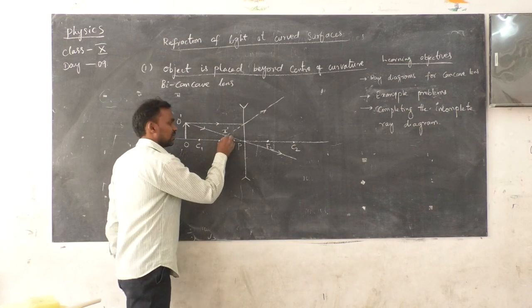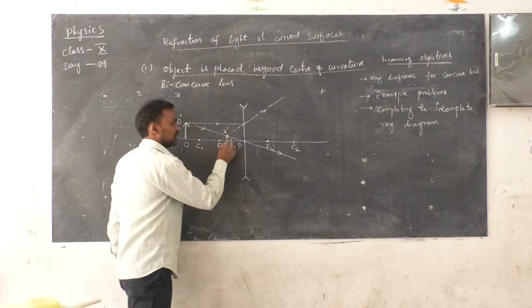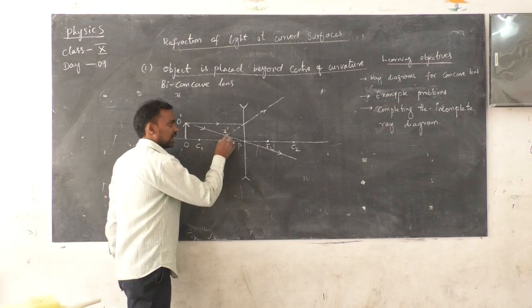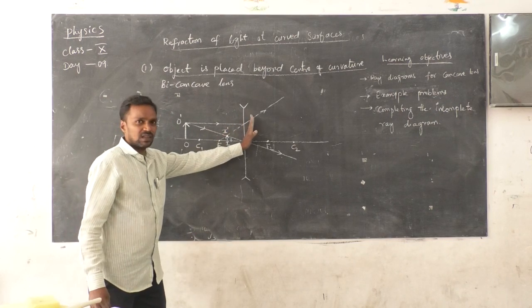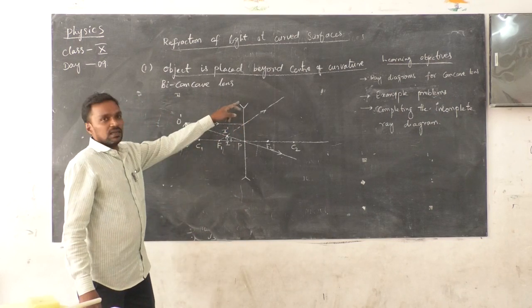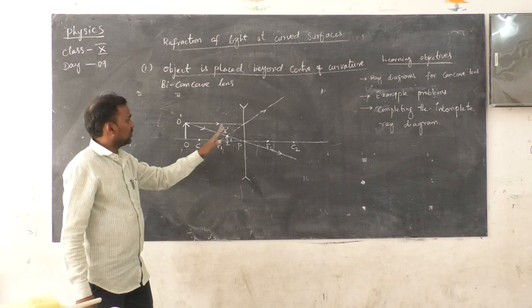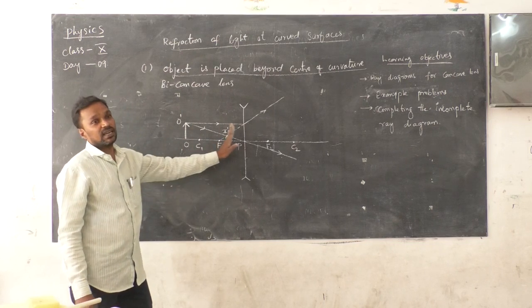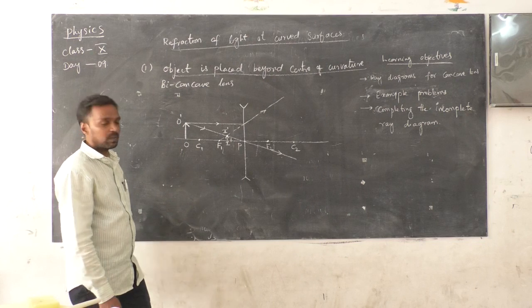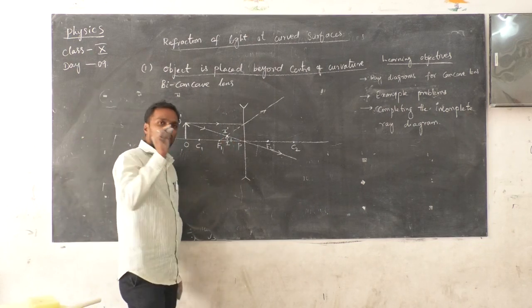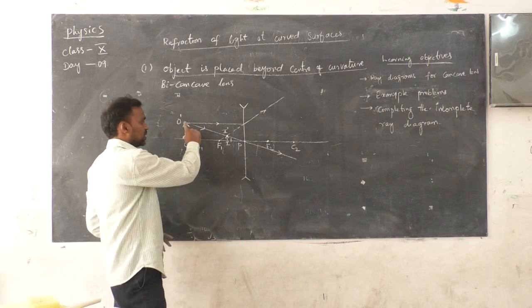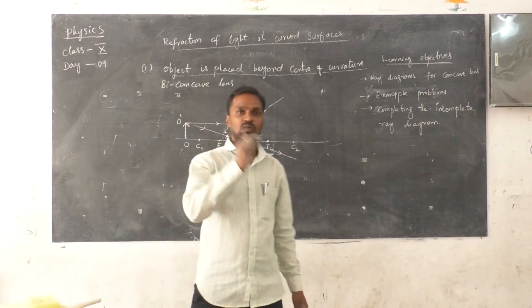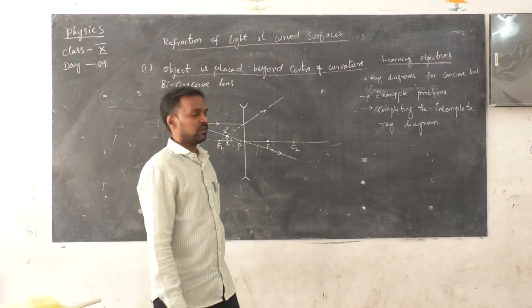So from here, if I draw a dotted line to the principal axis, this is my object I, and this is I dash. See how the image is forming on the same side of the concave lens where the object is placed. And this image is highly diminished. It is very small compared to the size of the object. Very small. So that is called highly diminished.